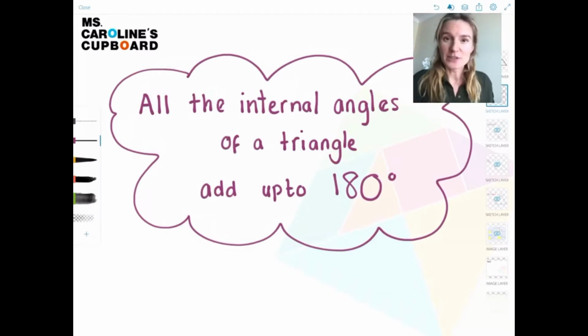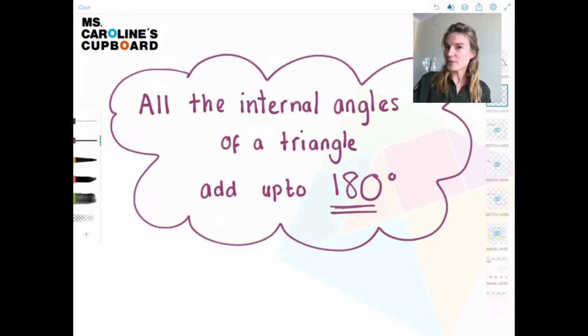First bit of very important information, look at the screen. All the internal angles of a triangle add up to 180 degrees. So if we added all of those angles up, we've got 3 angles on a triangle, if we add them all together, they're always going to make 180. That is a very important bit of information. 180 is your lucky number. That's the number we are trying to make when we're adding up the angles of a triangle.